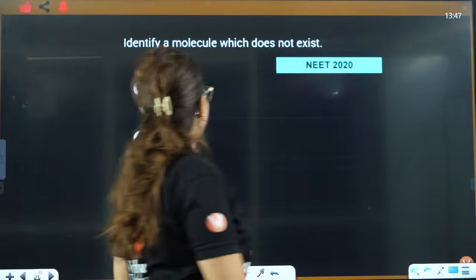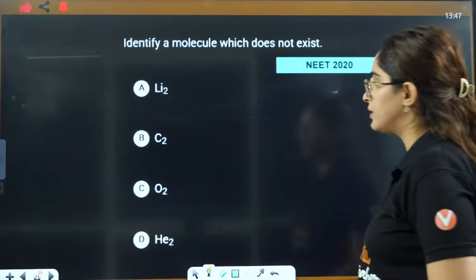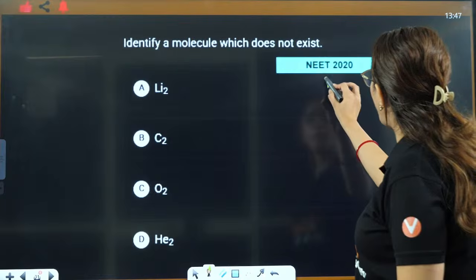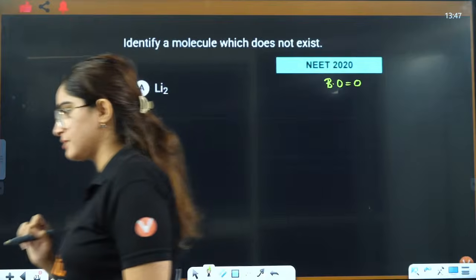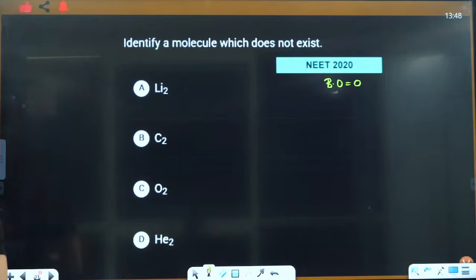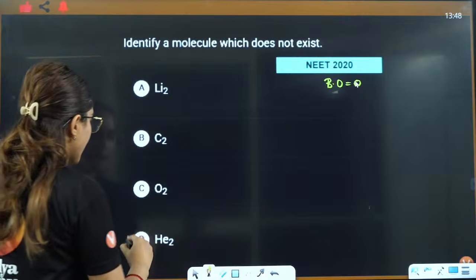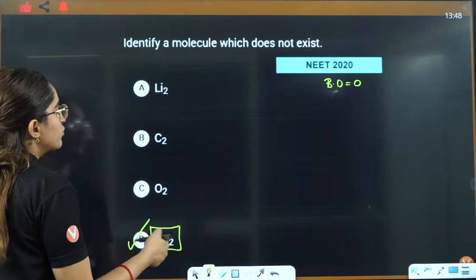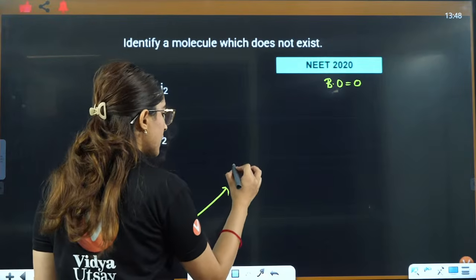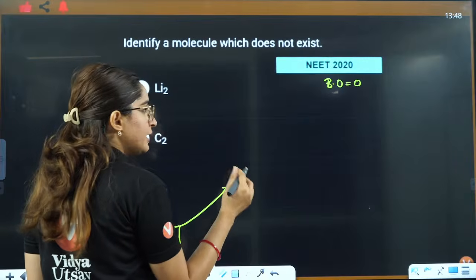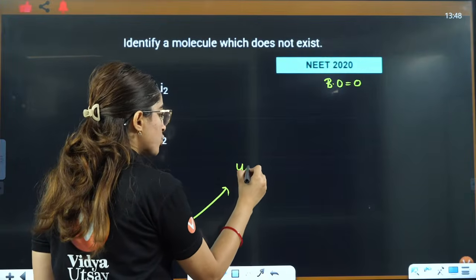Next question is to identify the molecule which does not exist. Now, whenever the bond order is equal to 0, this molecule will not exist. So, He2 is that molecule, it does not exist. I'll tell you how. This means helium has 2 electrons, so total 4 electrons.